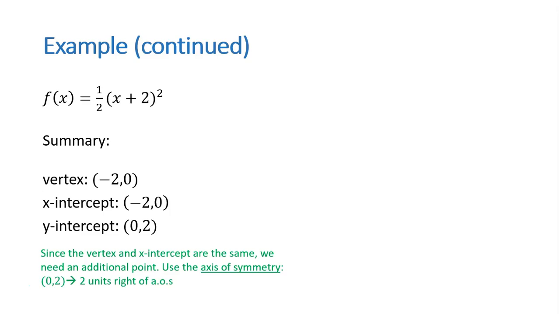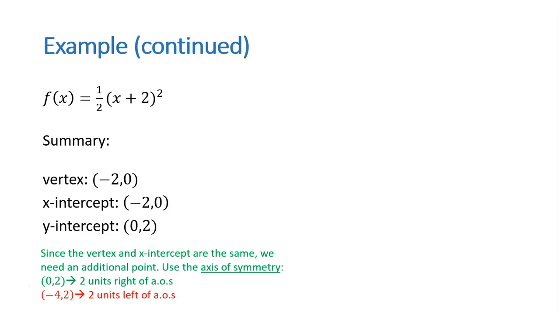Notice we have (0, 2). We're going to use the y-intercept. (0, 2) is 2 units to the right of the axis of symmetry. What's significant about the axis of symmetry is that if we have a point that's 2 units to the right, we have to have a matching point that's also 2 units to the left. So we have to have a mirror image point for this y-intercept on the other side of the axis of symmetry. If we go 2 units to the left, we end up at the point (-4, 2).